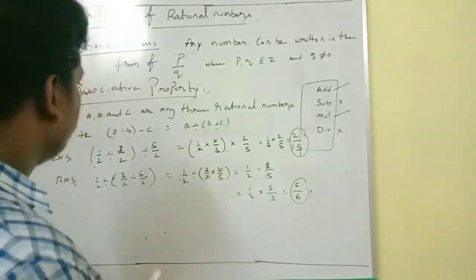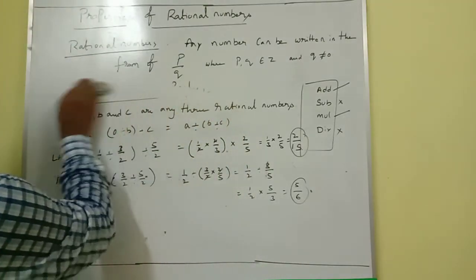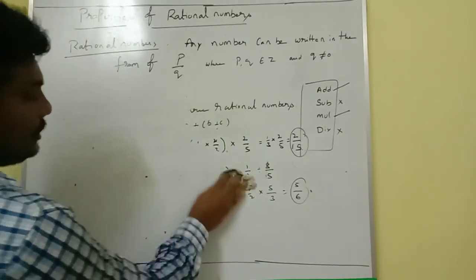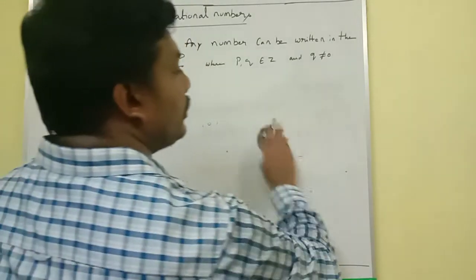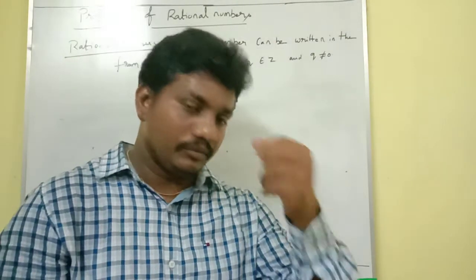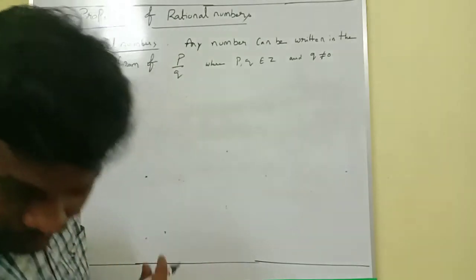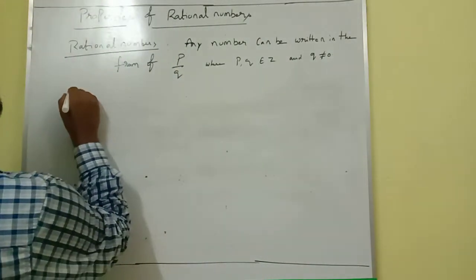So this is a very important topic. After associative property, we go for distributive property. What is the distributive property? In distributive property, you can see both multiplication and addition at a time. We can check both multiplication and addition at a time. So coming to the distributive property of multiplication over addition, distributive property.